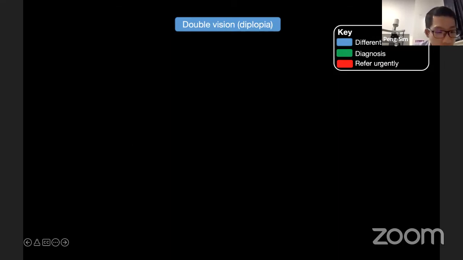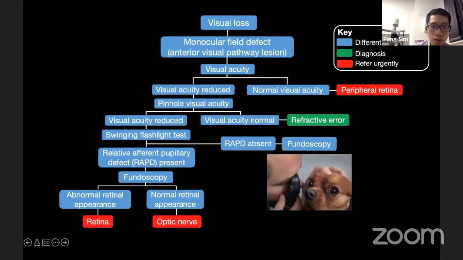So Amy asked the question, what about loss of vision totally due to central retinal artery occlusion? That's a good question. So I'll just quickly go back to the algorithm, Amy. Central retinal artery occlusion would fall under this pathway, because when you do the fundoscopy, the retina itself will definitely look abnormal. And because the central retinal artery is affected, the majority of the retina will be affected, and hence it will give you an RAPD.